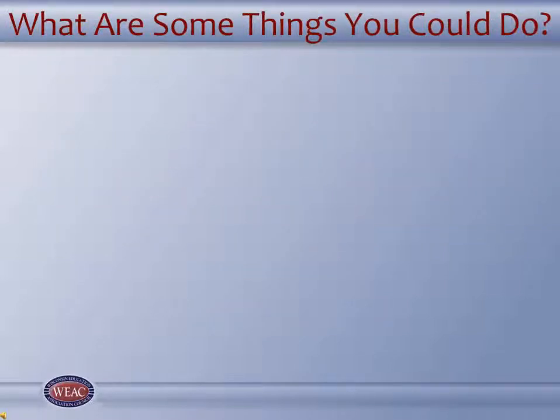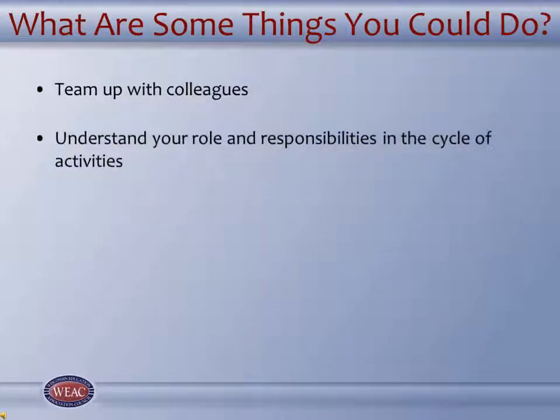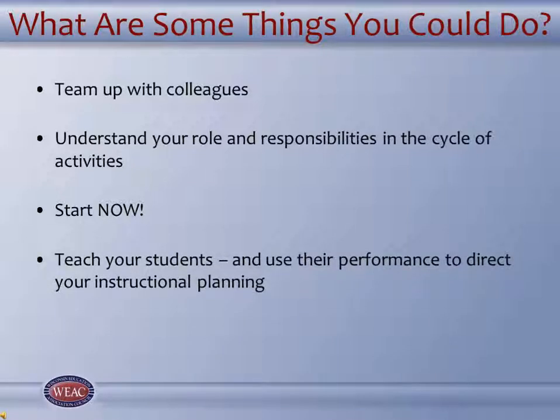What are some things you can do to prepare for educator effectiveness? Team up with your colleagues. Practice writing SMART goals and SLOs. Understand your role and responsibilities in the cycle of activities. Check out the DPI website on educator effectiveness for more details and resources. It's very important to start now. You don't have to be in the pilot system to analyze your students' needs, identify a student learning goal, and go through the SLO writing process. Teach your students. Use their performance to direct your instructional planning.